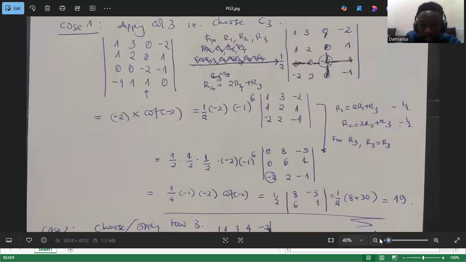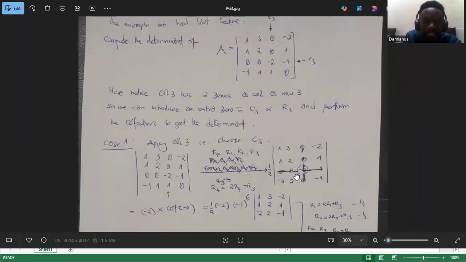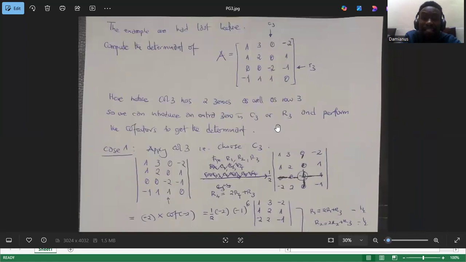Okay, so here now we have a big example. And this example is actually what you had in the last lecture. You are supposed to find the determinant of this matrix. The example we had was asking you to compute the determinant of A. Our matrix A is this matrix, okay?